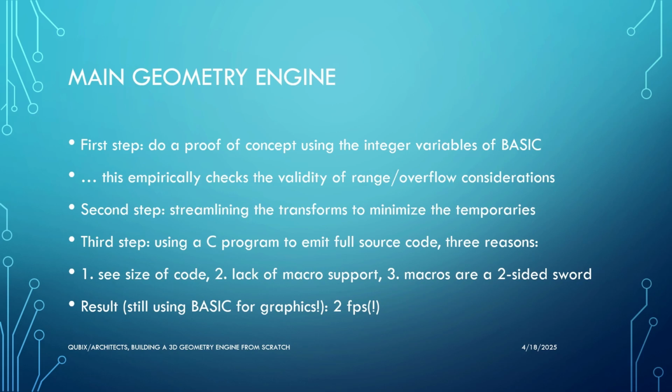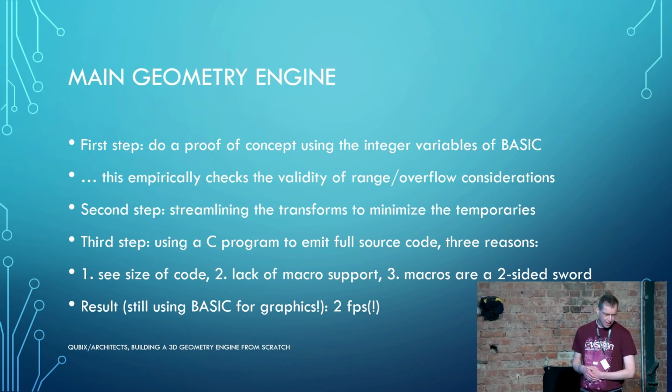First, I wanted to see how much code comes out of this, and the assembler I use actually has not good macro support at all, and in my opinion, macros are also a two-sided sword. They easily hide optimization possibilities. And the result, and I was still using BASIC for the graphics, was 2 frames per second. So actually, all the geometry calculations were so fast that they were no longer the bottleneck.